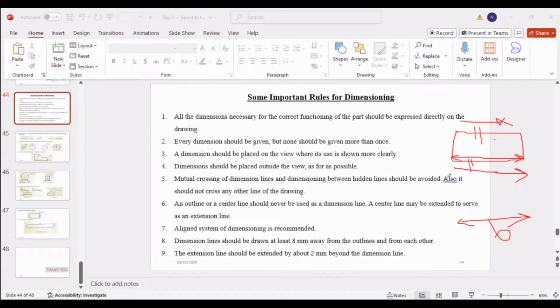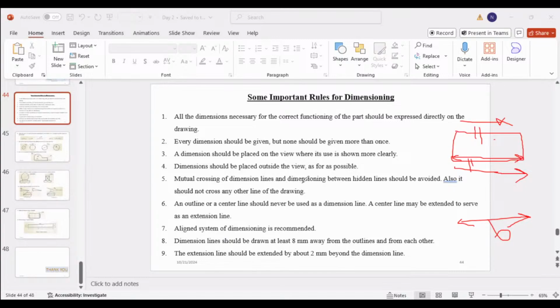Dimensions should be placed outside the view as far as possible. Okay. Dimensions හැම එකම object එක ඇතුලේ නෙමෙයි පුළුවන් තරම් object එකකින් එළියේ මාක් කරන්න පුරුදු වෙන්න ඕන. Right? So all the dimensions should be placed outside of the view, not in the inside.